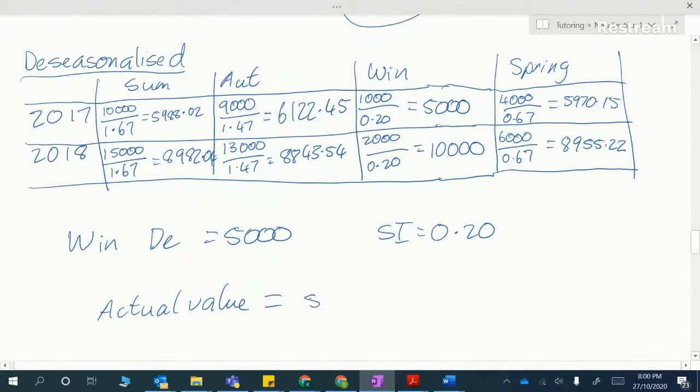So the actual value would be 5,000 times, oh no, other way around. Hang on. Yeah, no, that's right. Second guessing myself here. That puts you back to 1,000. So it's just working backwards. Instead of dividing, you'd be multiplying. I haven't really seen any that ask you to work backwards. I've only seen ones that get you to deseasonalize. Sometimes they give you the seasonal indices already.